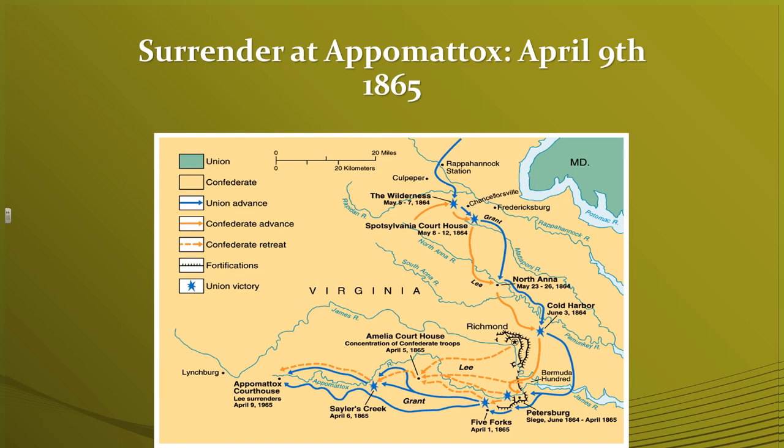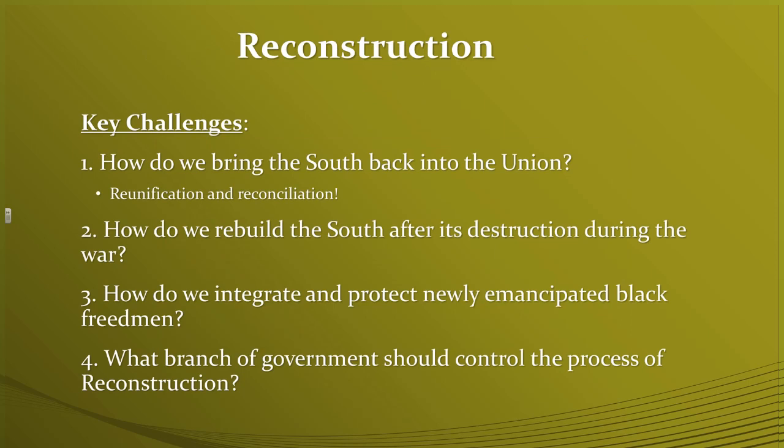The official surrender at the Appomattox Courthouse comes in 1865, where Robert E. Lee surrenders to Grant, and this is what we consider the end of the Civil War, which leads us to the next topic, Reconstruction, the post-Civil War era. The questions we have to answer are, how do we bring the South back into the Union? Remember, Lincoln never considered the South to have left, but how do we bring them back?